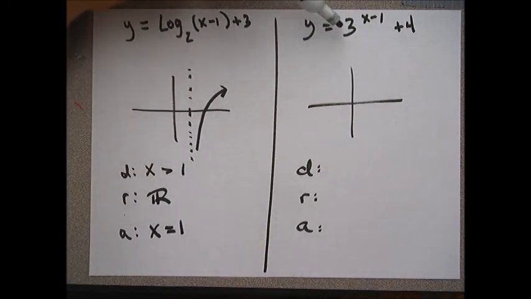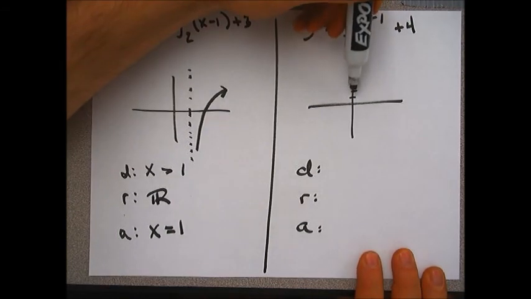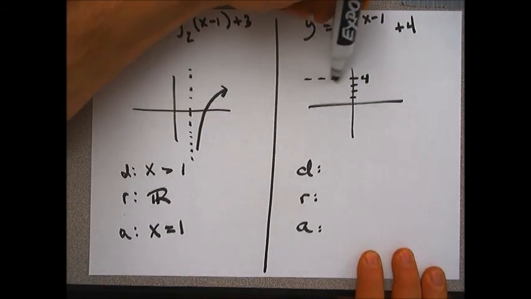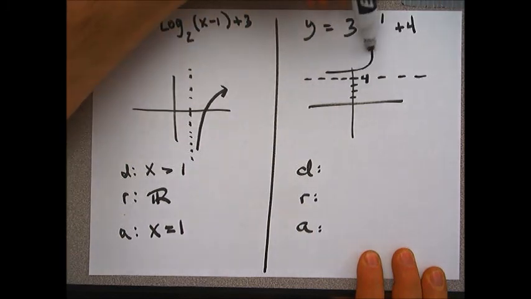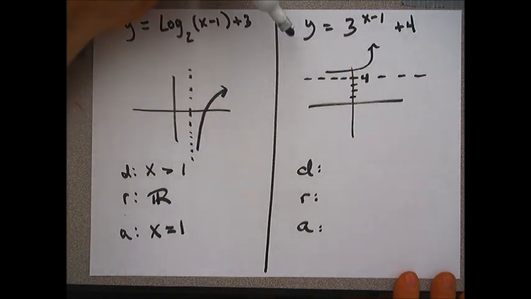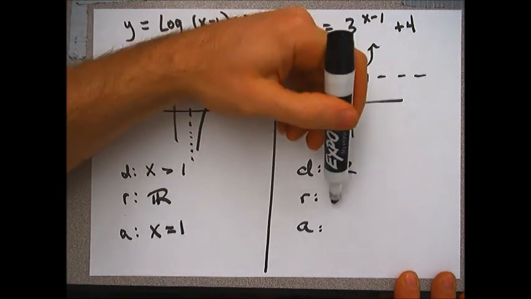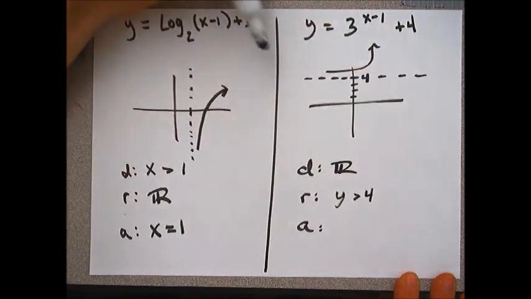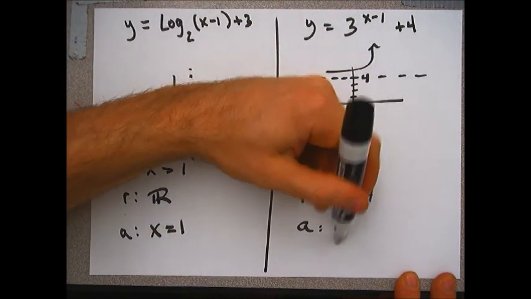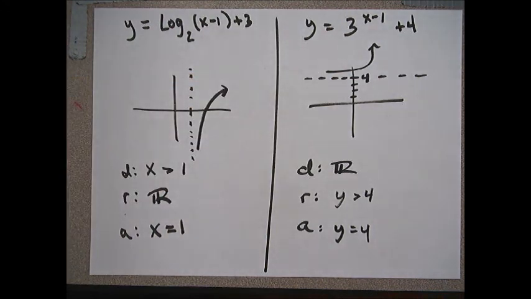Next one. It's the exponential. Do I care about the x minus 1 or the plus 4? Plus 4. 1, 2, 3, 4. There you go, graph. The domain is all real numbers. Sorry, the range is y is greater than 4. And the asymptote is y equals 4. Good. So that's a logarithm versus an exponential.